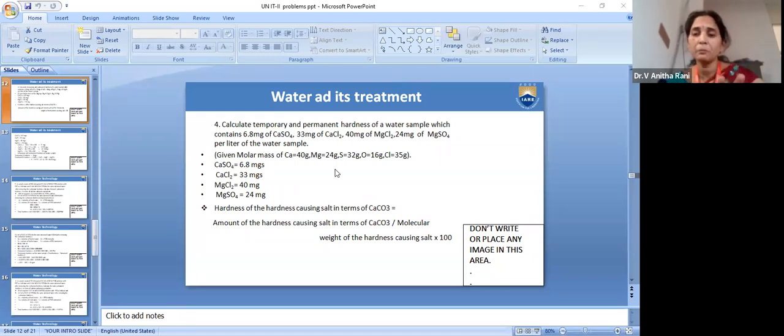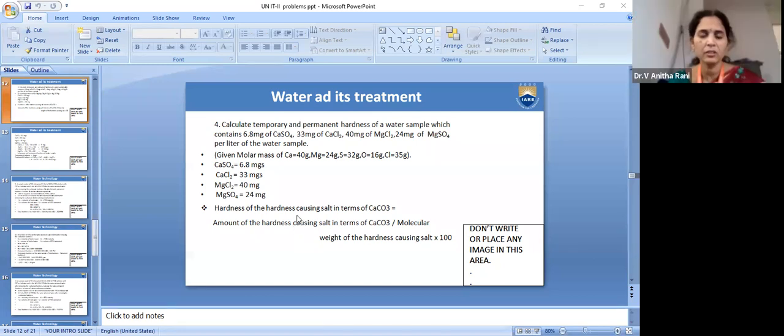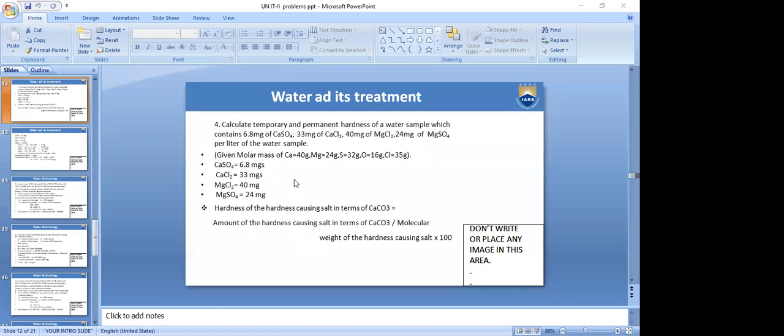This problem repeated for 4 times. This problem, what you are doing now. For calcium chloride, how much you got? 33 by 111 into 100, ma'am. 33 by 111 into 100. How much you got as the answer? Ma'am, 29.7.